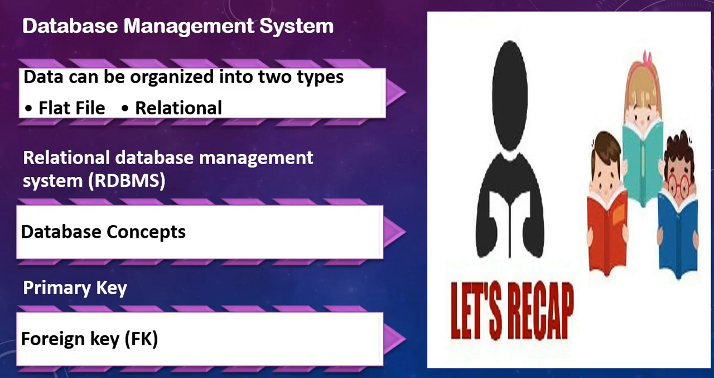The third topic is relational database management system, one of the most popular software for storing multiple collections of tables in the database. The next topic is database concepts. The database concepts are fields, records, values, items and tables. These are the terms involved in database concepts. The next topic is primary key. Primary key is a key which is used to uniquely identify data in a table.